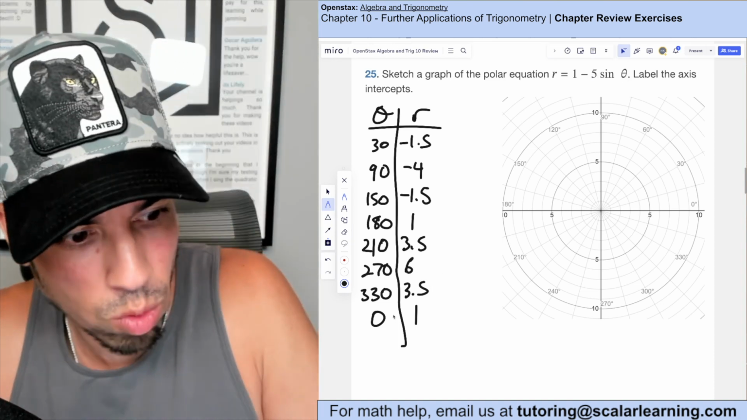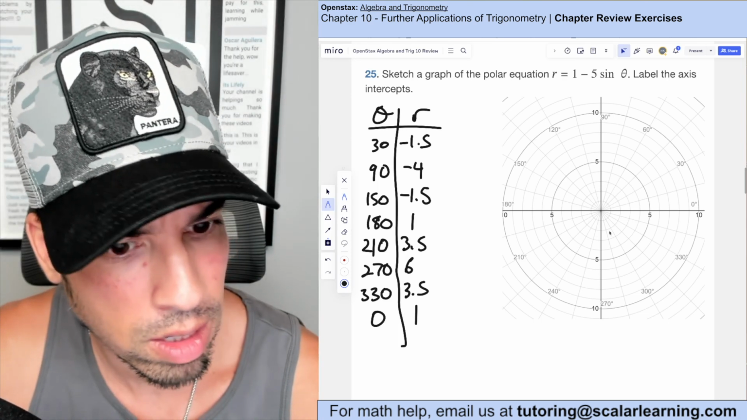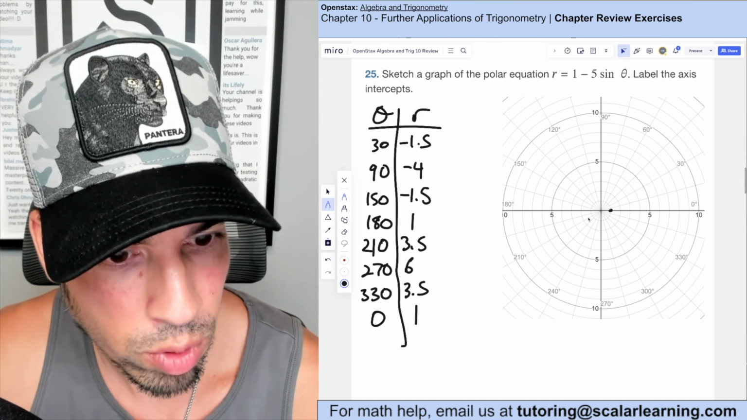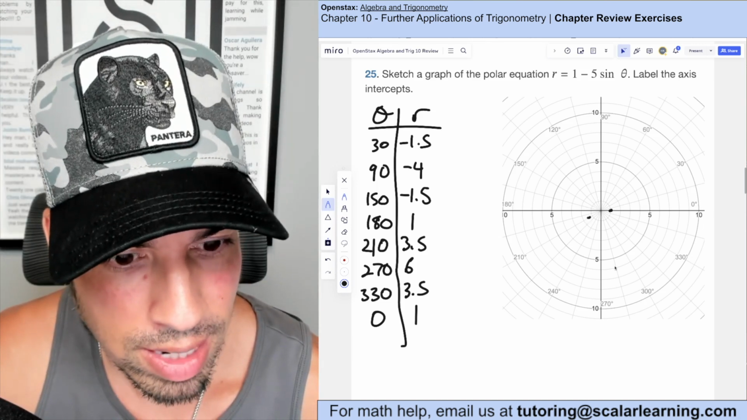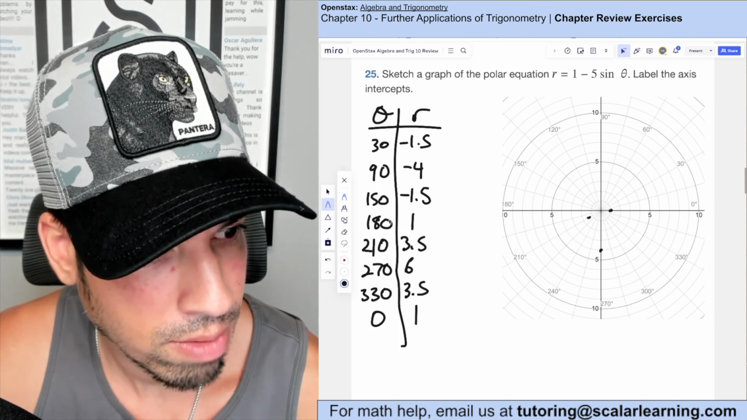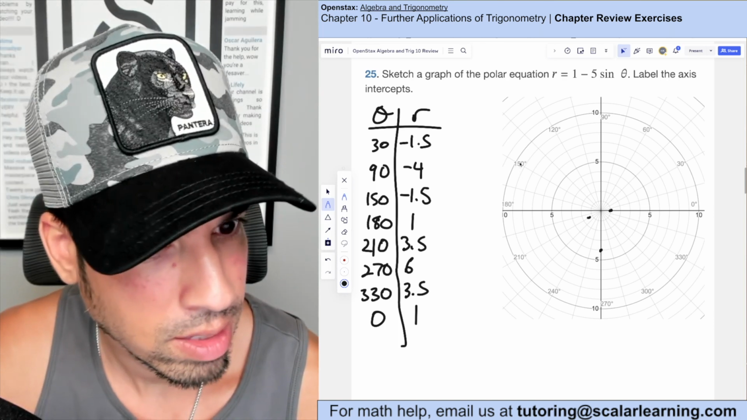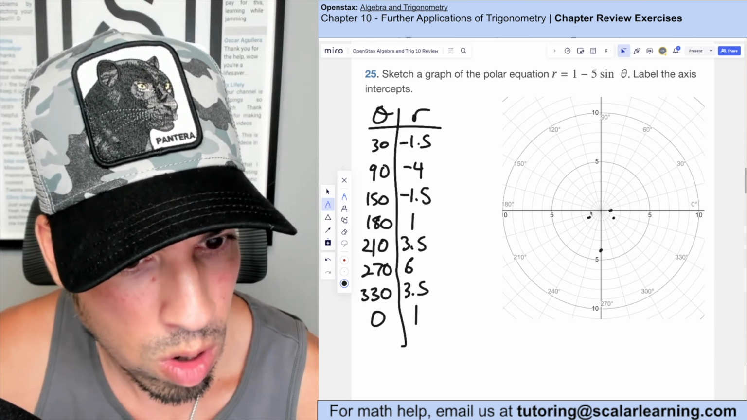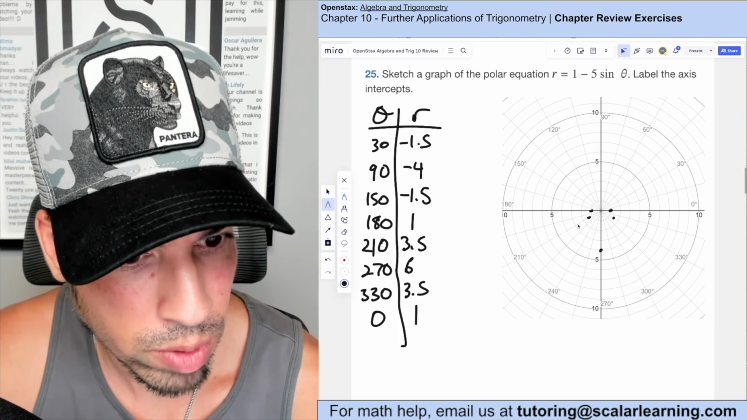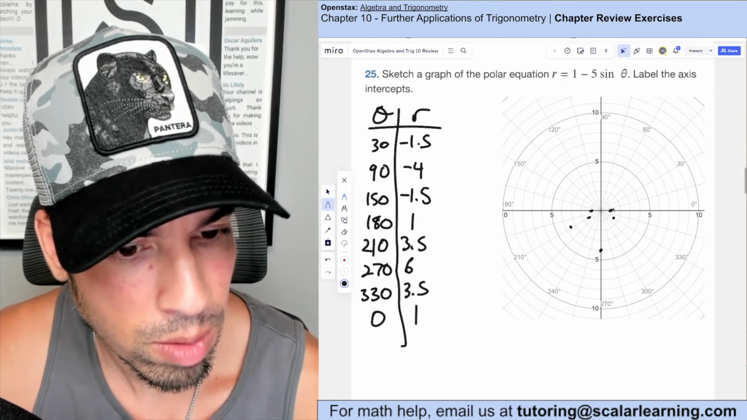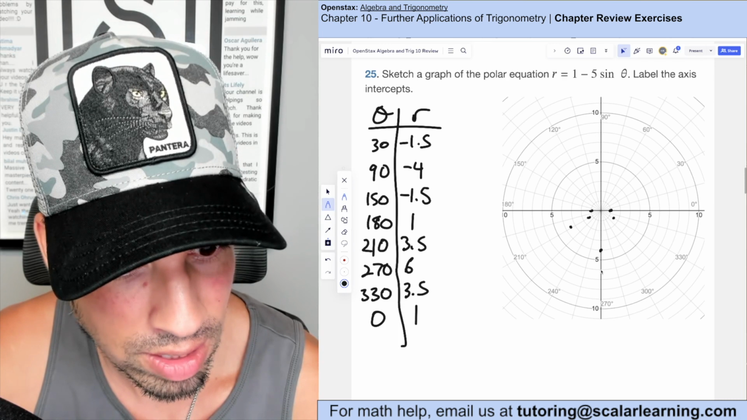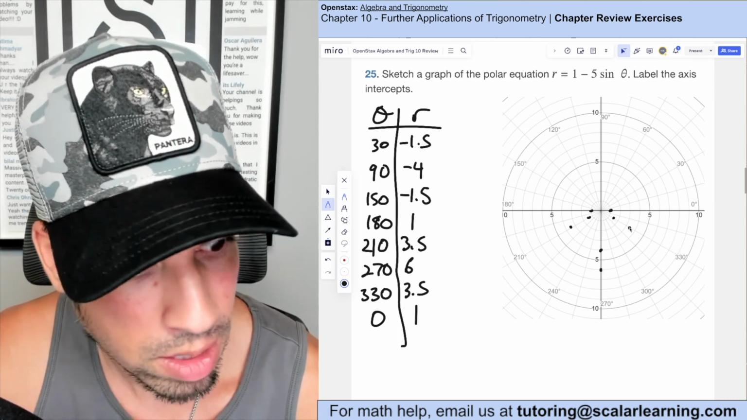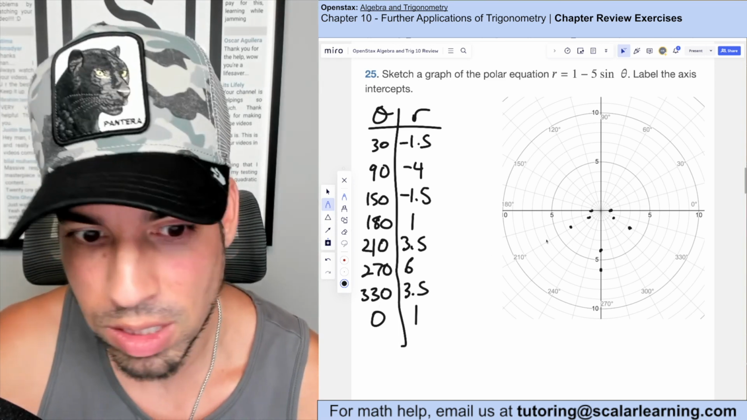So let's do this kind of in order, starting at 0 theta, and that's at 1. Then we go 30, that's negative 1.5. Then we've got 90, but that's negative 4, so down here. Then we have 150, and that's negative 1.5, so we come back here. Then we have 180, and that's 1. Then we got 210, and that's 3.5, so right here. Then we got 270, and that's down here at 6. Then we got 330, that's at 3.5 back here, and there we go. And then we'd get back to 360, and that goes back to 1.